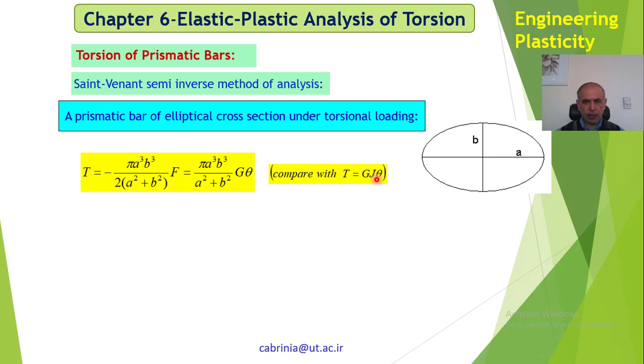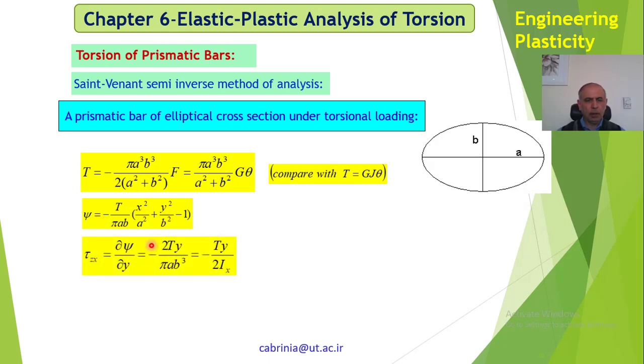Now, T equal to J theta was the elastic torque obtained for the circular section. You can see that it's very similar. And psi is equal to this, and because we got this F from here, we substitute and we get psi.